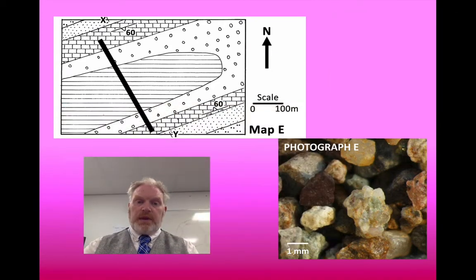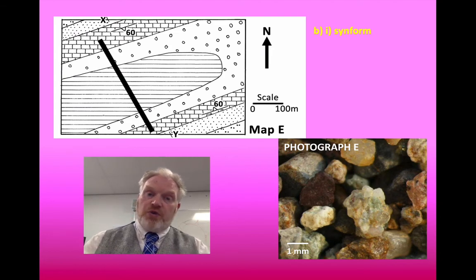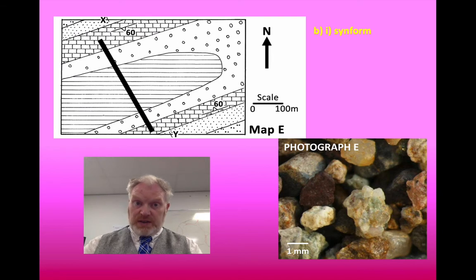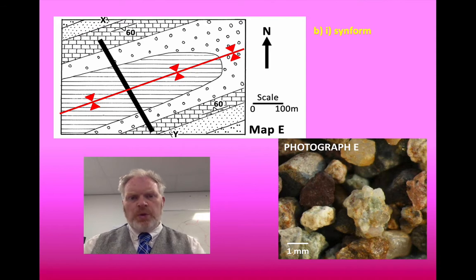Question B then asks what type of fold it is. We can see that the dip arrows are pointing towards each other, so this is a syn fold. So to draw the appropriate symbol then, to show the axis, we have a line running down the middle where the symmetry is, with that bow tie symbol to show the fact this is a syn fold.